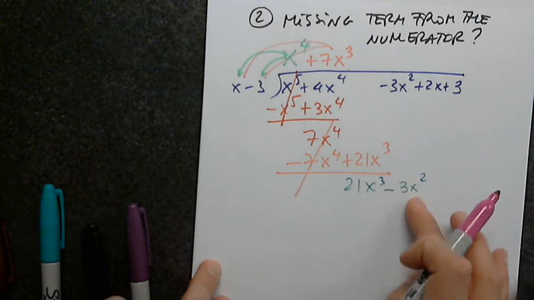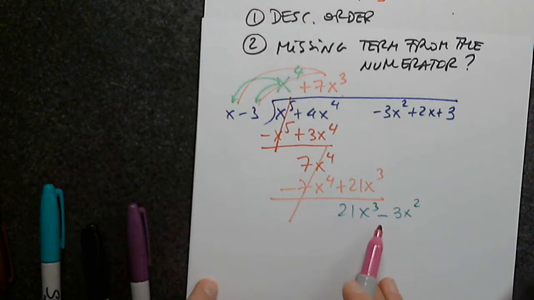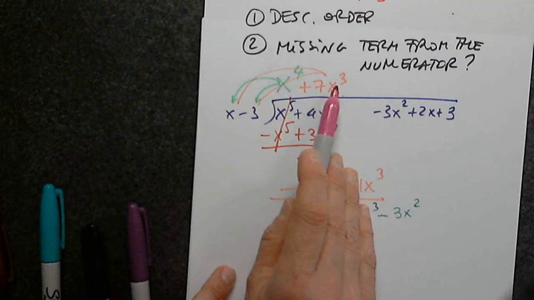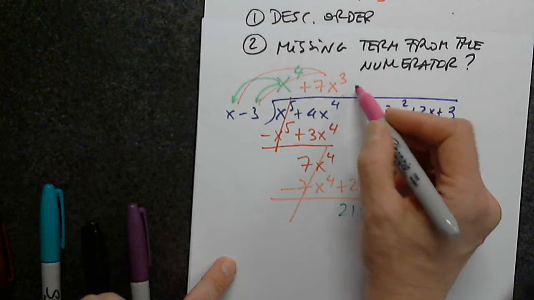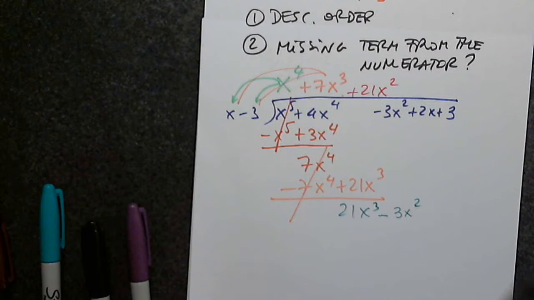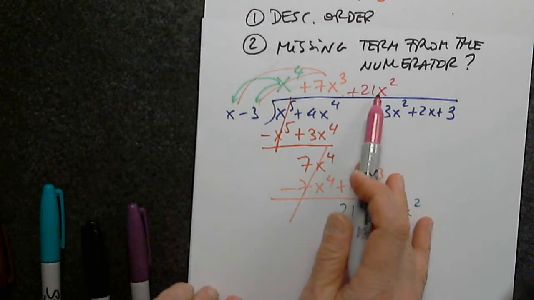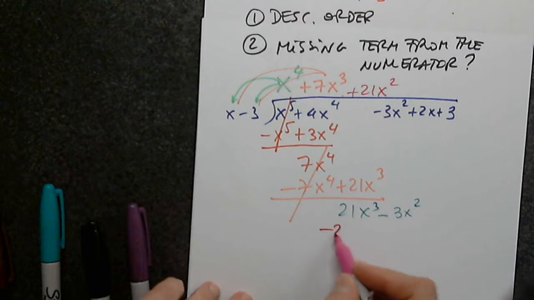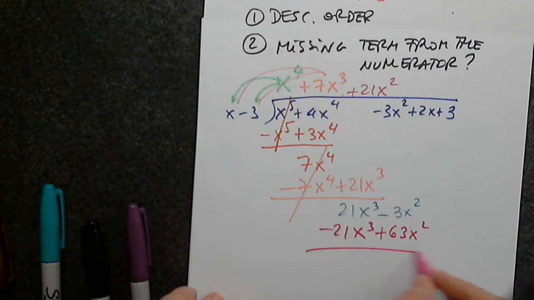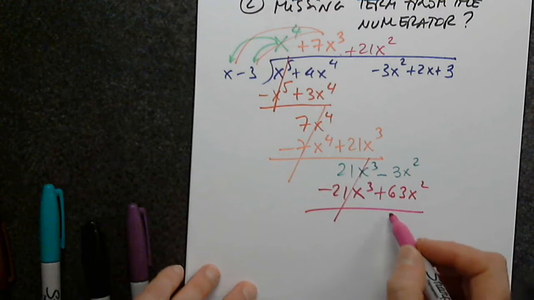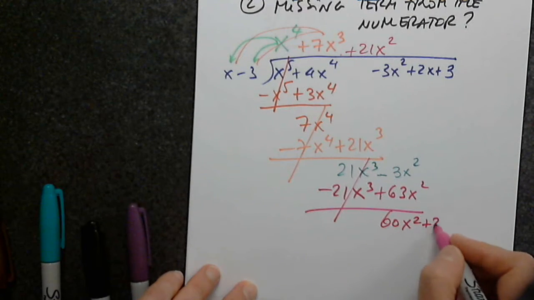Mm-hmm. Okay, so we bring down negative 3x squared. X times what is 21x cubed? If this is degree 4 and this is degree 3, do not turn around. You have to continue going down, right? So this is positive 21x squared. 21x squared times x is 21x cubed, but I have to subtract. 21x squared times negative 3 is negative 63, but I have to subtract. And then 60x squared, and I bring down the next in line.